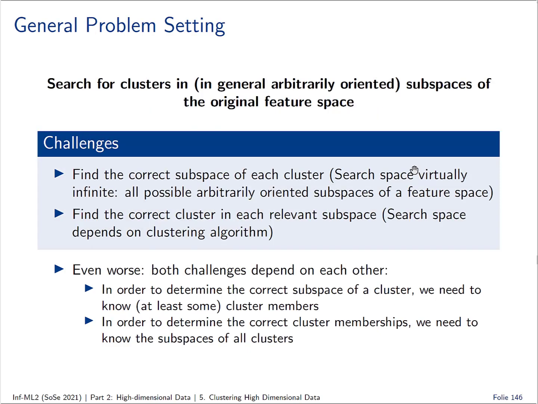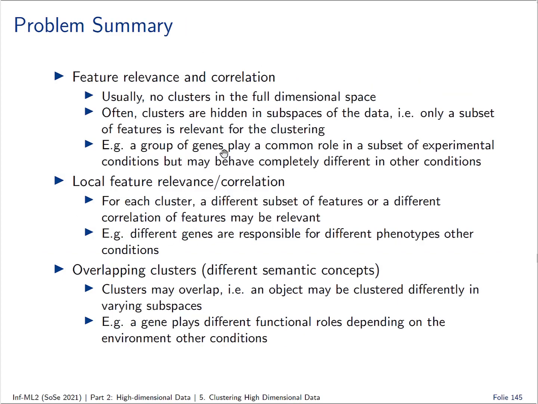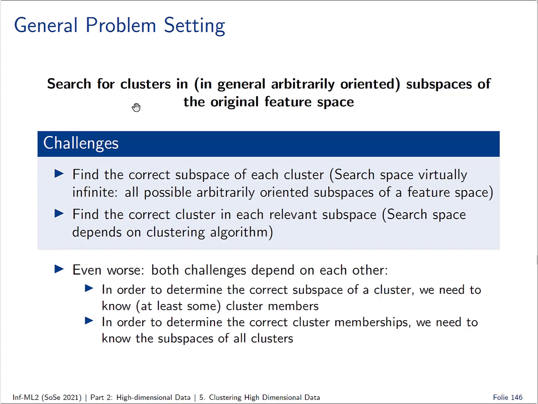Yeah, so that is the problem, and the general problem setting here, derived from the summary, is that we have to search for clusters in subspaces of the original feature space. If we only talk about axis-parallel subspaces, we're talking about feature relevance. If we're talking about feature correlation, then these subspaces may be arbitrarily oriented. So there may be an arbitrarily oriented subspace that is relevant in order to find a cluster of correlated objects.